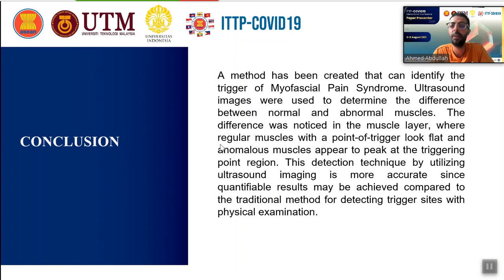conclusion. A method has been created that can identify the trigger of myofascial pain syndrome. Ultrasound images were used to determine the differences between normal and abnormal muscle. The differences were noticed in the muscle layer, where regular muscle looks flat and anomalous muscle appears to peak at the triggering point region.